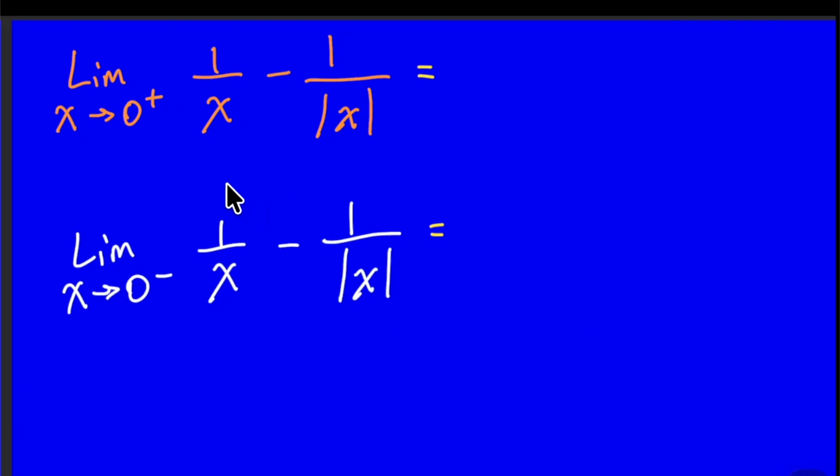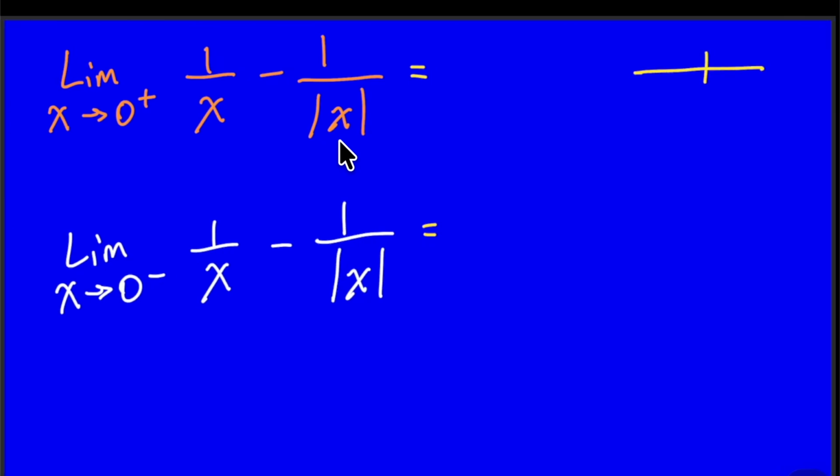Let's do this limit approaching 0 from first the right and then the left. We have 1 over x minus 1 over the absolute value of x. So here, as we're approaching 0 from the right, we are dealing with positive numbers. Therefore, essentially, we're just going to erase these absolute value signs and deal with the positive version. We're going to have 1 over x minus 1 over x, and this is going to be 0.